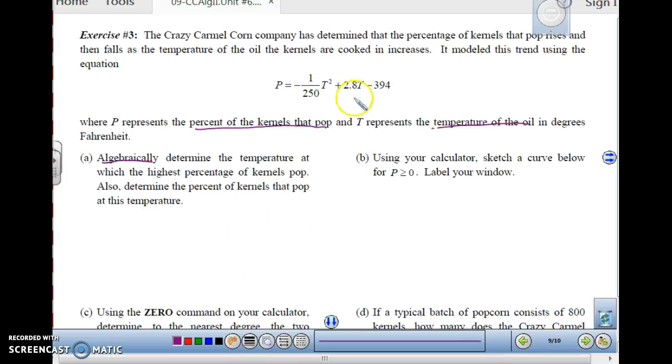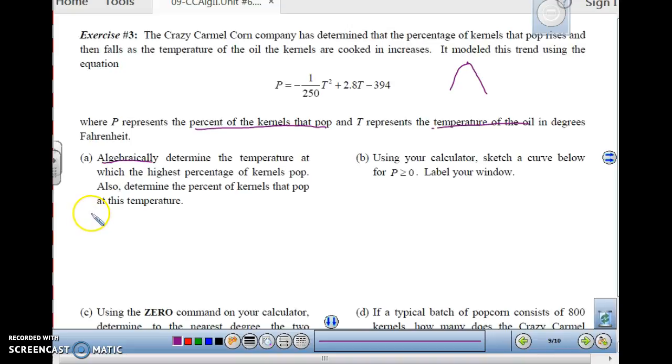Okay, so if I'm thinking about this problem, this is a parabola. It says the percentage of the kernels that pop rises and then falls as the oil temperature increases. So this parabola would be going up and then down. So if I'm looking for the highest percentage, I'm actually looking for the vertex. So let's figure out the vertex.